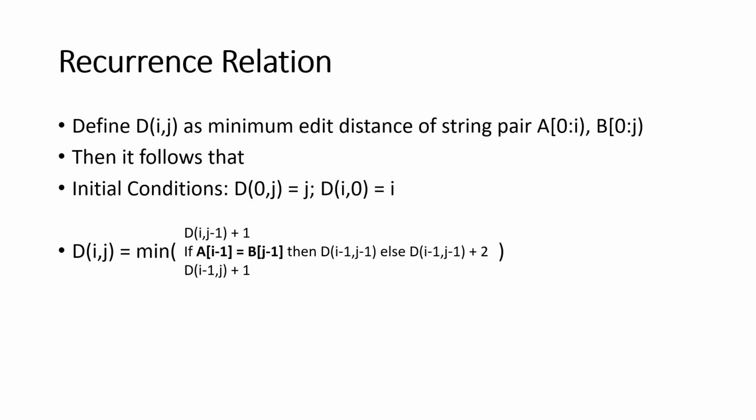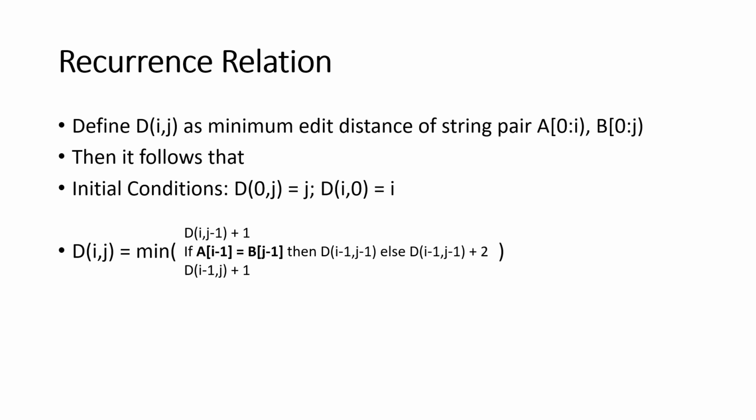So after we define this problem, we then set the initial conditions that we explained earlier, that some characters transform into an empty string or some empty string turns into some string. It's going to be the number of the characters, so it's straightforward. d of 0, j is j, and d of i, 0 is i.